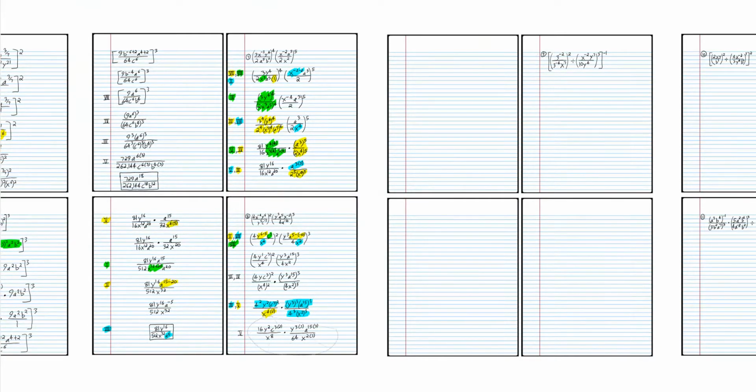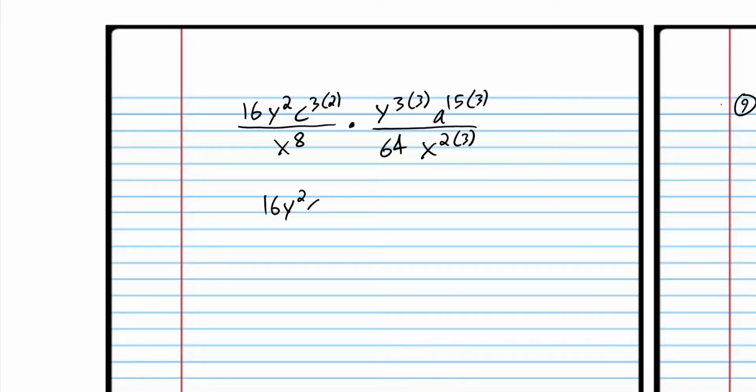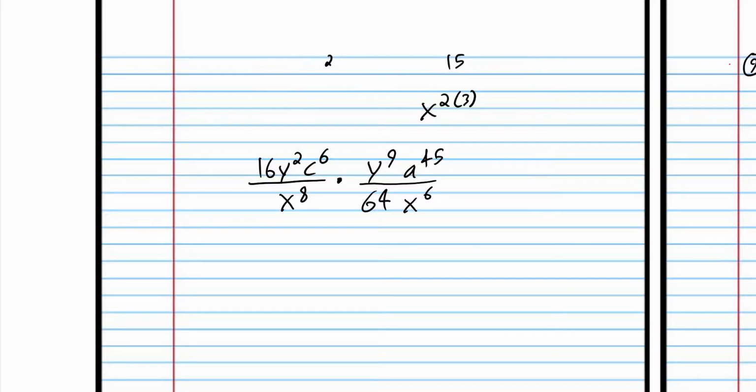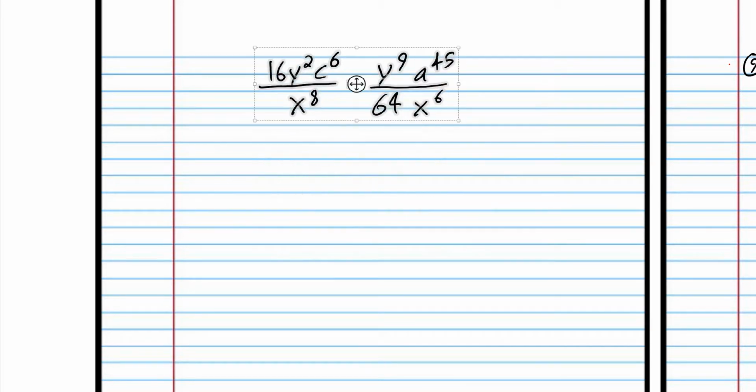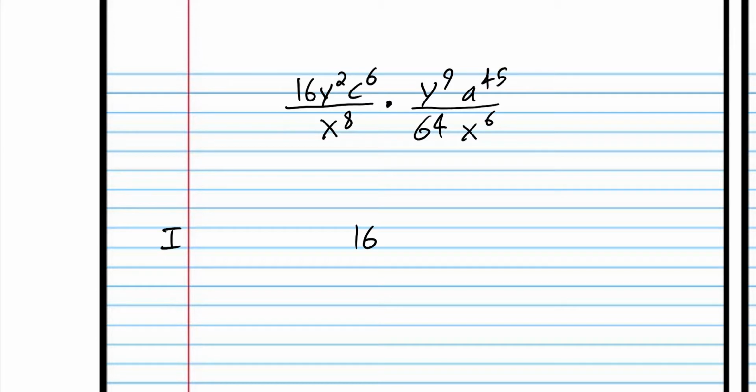Okay, so let's take this and bring it up so we can start on the next page. So let's simplify. We have 16 y to the second, c to the 6th, over x to the 8, times y to the 9th, a to the 45th, 64x to the 6th. Okay, now we can get rid of this stuff here, because that was just a copy of the previous step to save room. And now looks like we're going to have to use rule number 1. We're just multiplying fractions, so you just multiply the numerator straight across, multiply the denominator straight across. So we have 16 y to the 2 plus 9 power, c to the 6th, a to the 45th, all over 64 x to the 8 plus 6 power.